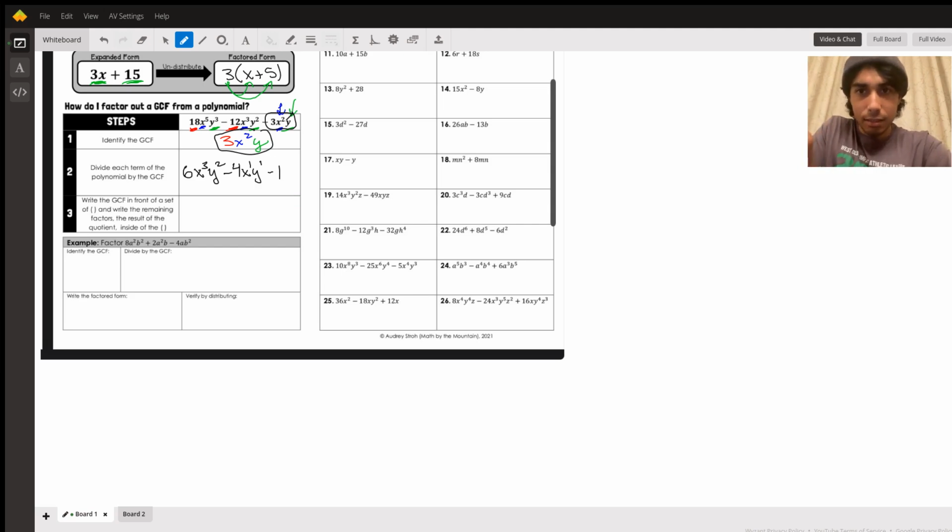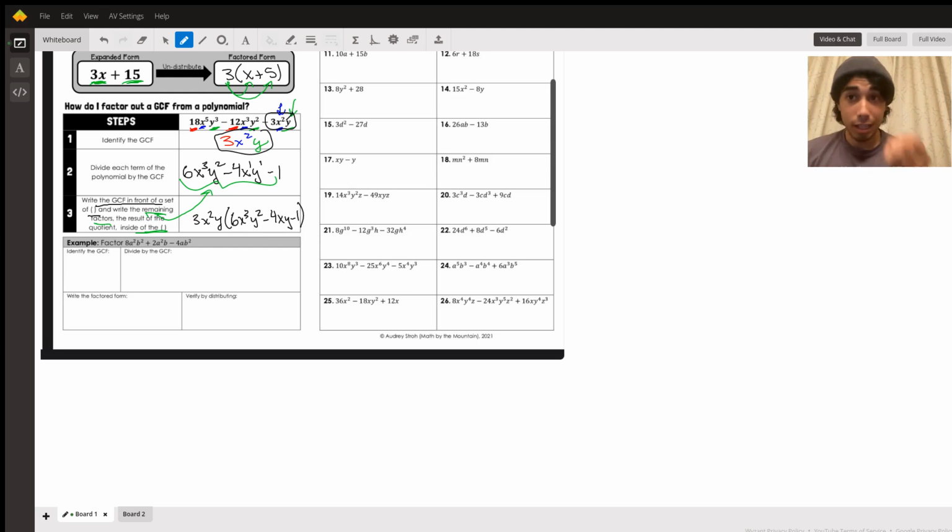And then the last thing we got to do, it says write the greatest common factor in front of a set of parentheses, and then write the remaining factors. The remaining factors, that's this guy right here that we just found, inside of the parentheses. All right, so we're going to write the greatest common factor in front. So 3x squared y goes in front, and then all the other stuff goes inside. I'm going to write a little smaller, I'm going to run out of room. All the other stuff goes inside. All right, there we go.